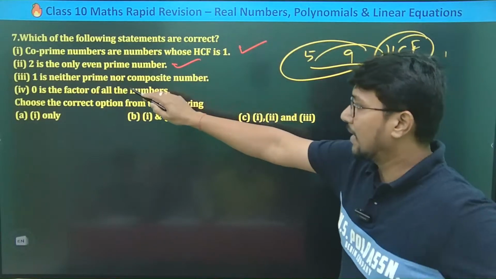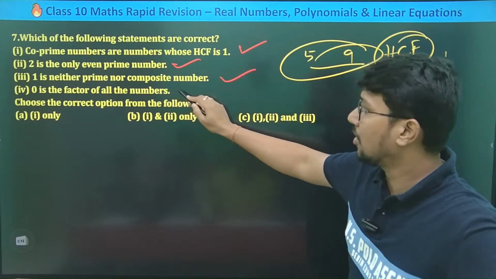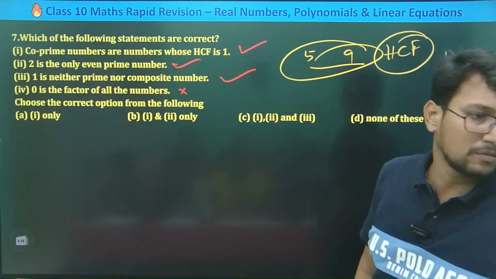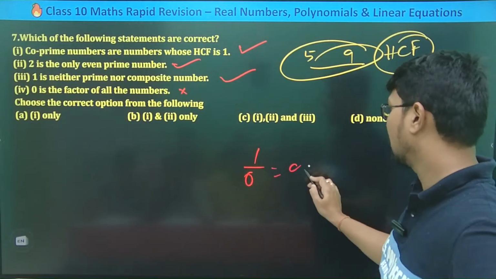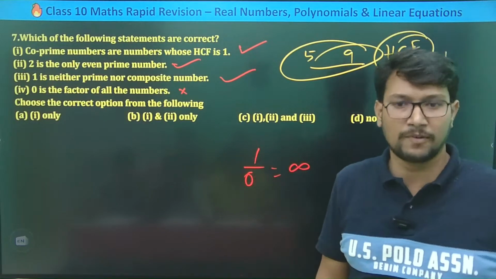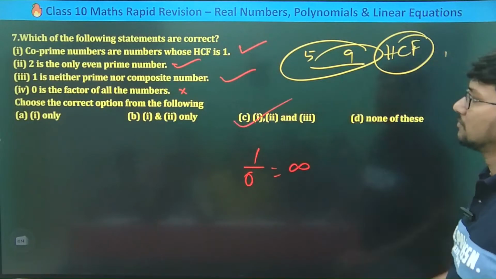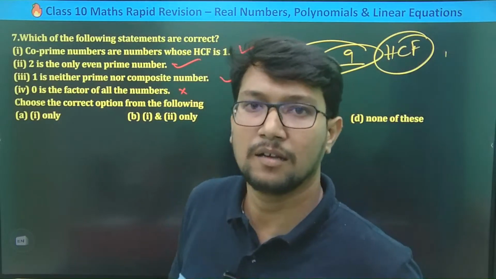Got it? 1 is neither a prime nor a composite number. True. 0 is a factor of all numbers? 0 is never a factor. 1 divided by 0 is how much? Not defined. So which is correct? Clear, everyone?